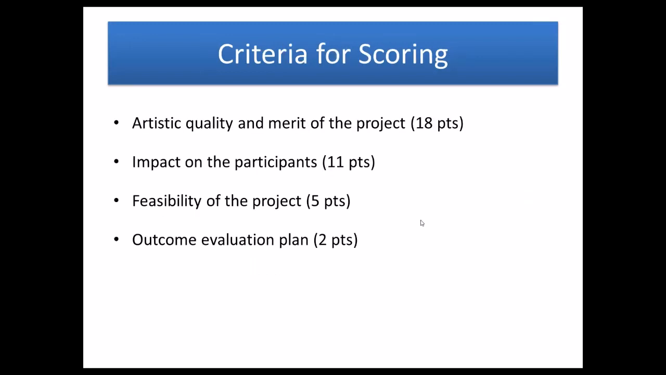So for this program, here are the criteria. You'll see that the artistic quality and merit of the project is worth the most. So that would be the section where you describe the artists or institutions involved in the project and have those work samples. So that's really important. Next is the impact on the participants for 11 points. Feasibility of the project, which will be, does it seem like you planned it well? Does your budget make sense? That's worth 5 points. And then finally, that outcome evaluation plan is worth just 2 points.